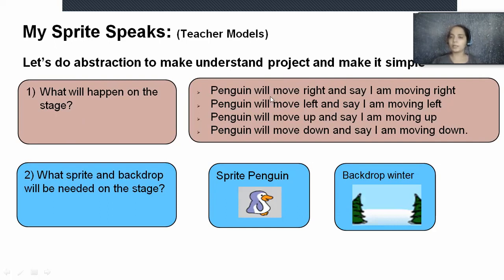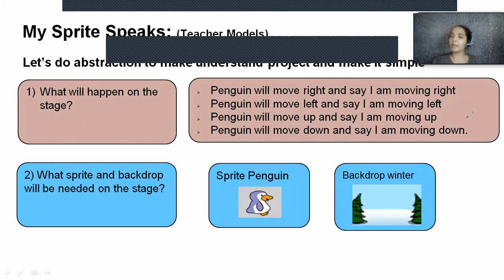So here you can say that the penguin is going to move right, say I'm moving left, all the things that we are going to do in our program. If in your program you're making some kind of game, then you can write down what is happening in your game. Like, in your game the controllers are doing what, you're gaining some kind of points, or every single thing in detail that you want to happen will come up with this question when you are planning something. The second is what sprite and backdrop will be needed.